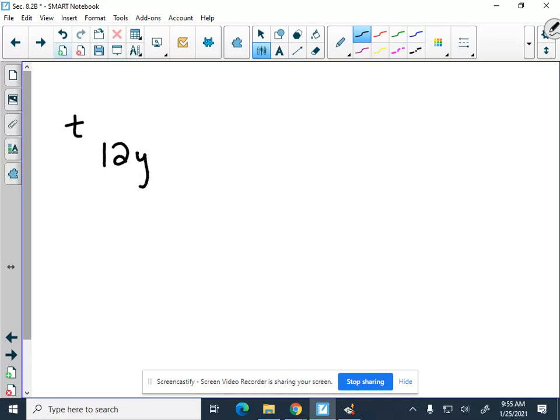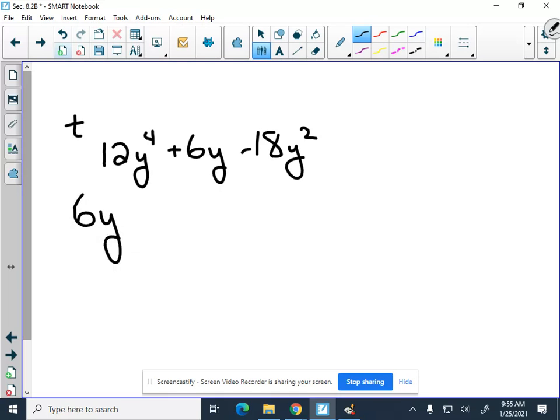12y to the 4th, plus 6y, minus 18y squared. 6 can come out with a y. 2y to the 3rd, plus what? 1 minus 6 times what's 18? 3 with a y. Okay, that's part T.